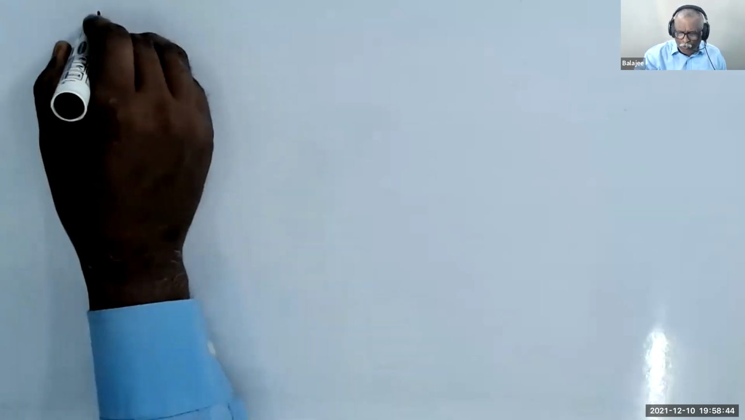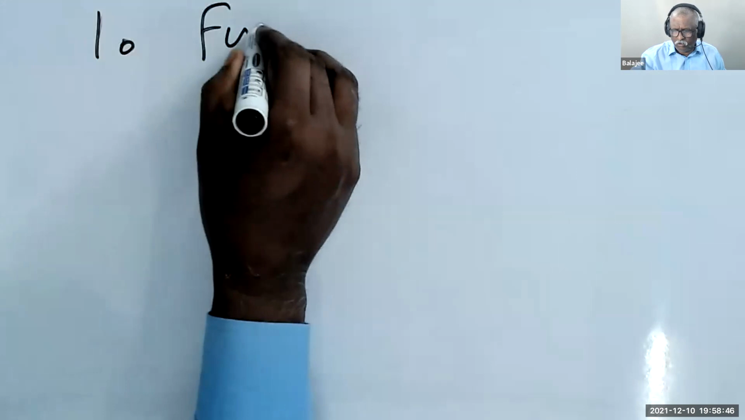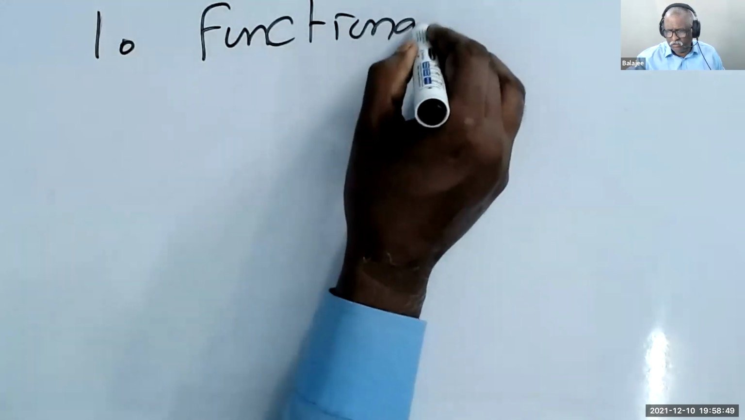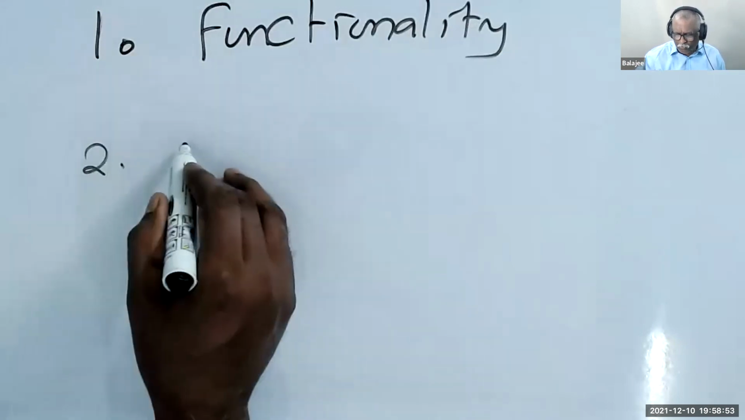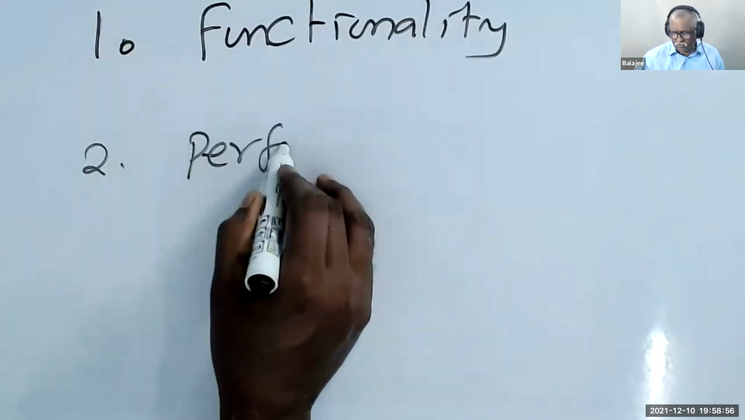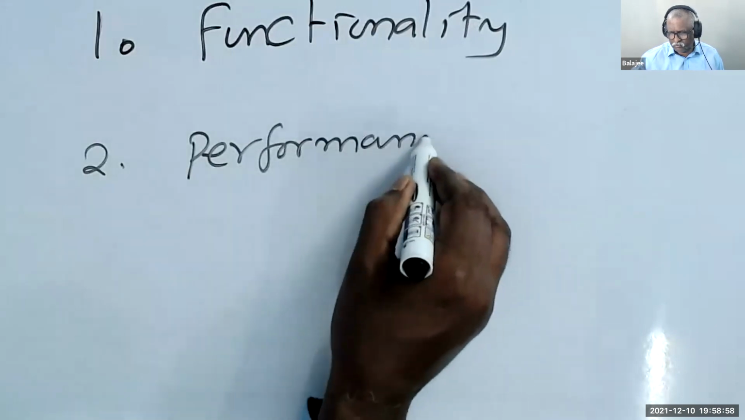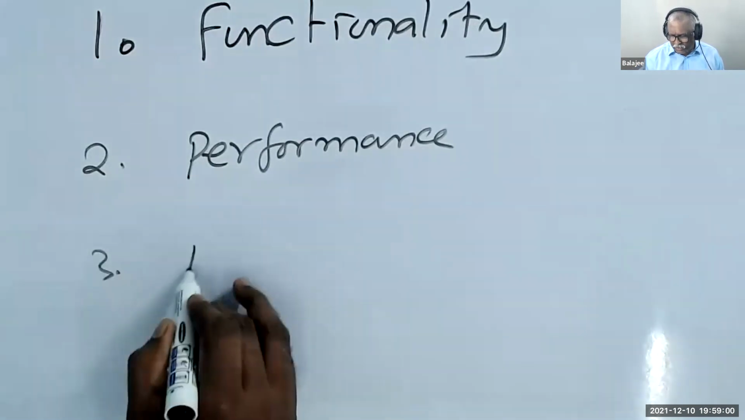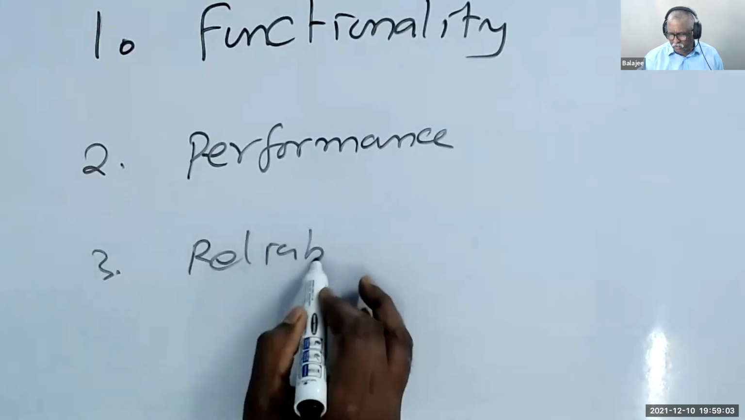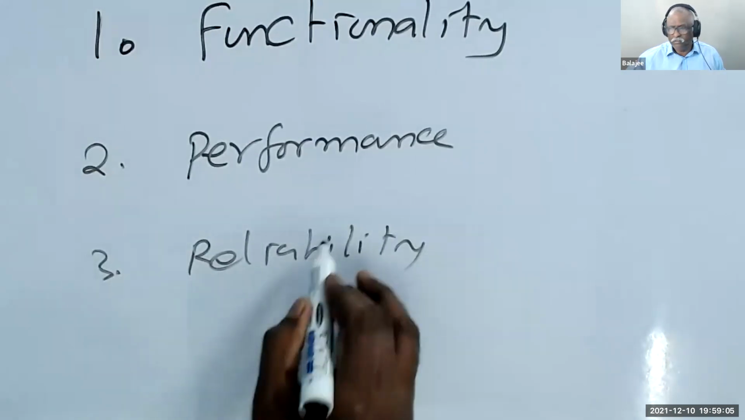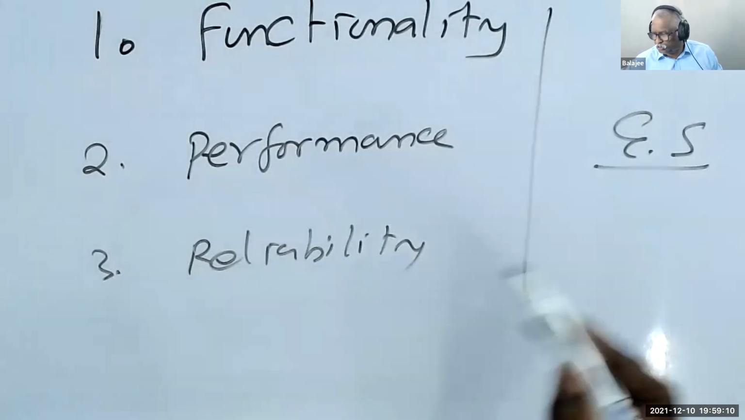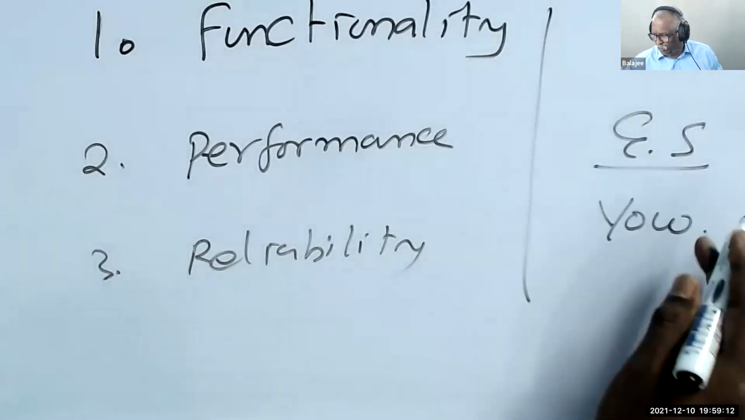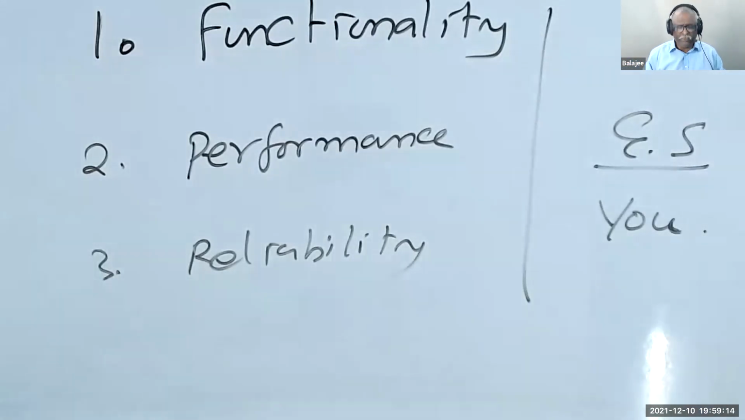Now there were three other things. One is called functionality. I will explain this in the first class. Now I have to explain it. Performance. And the third one is reliability. These three are important for every embedded system, and for you also as a human. For you also, it is very important. Please understand these three very clearly.